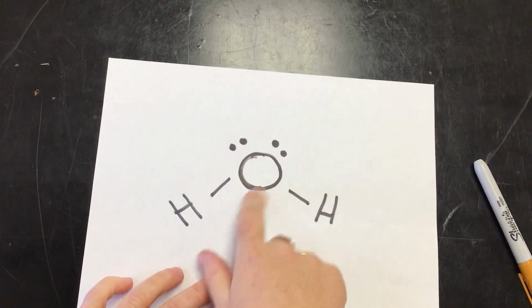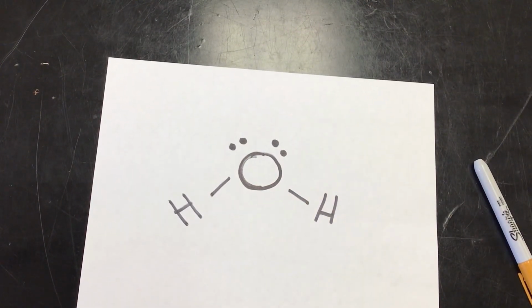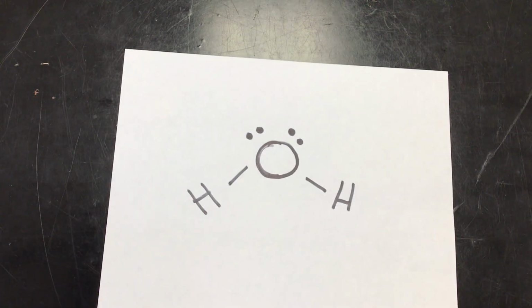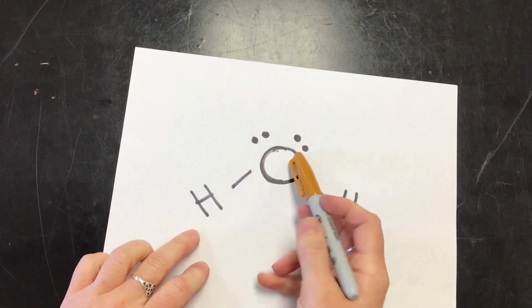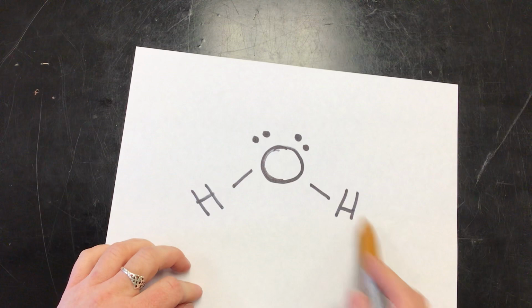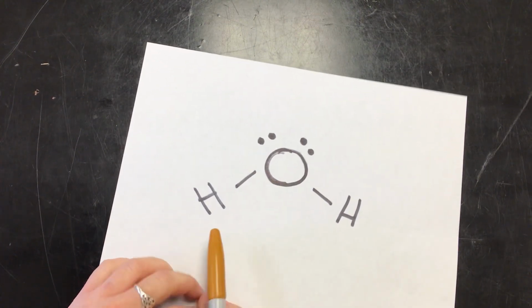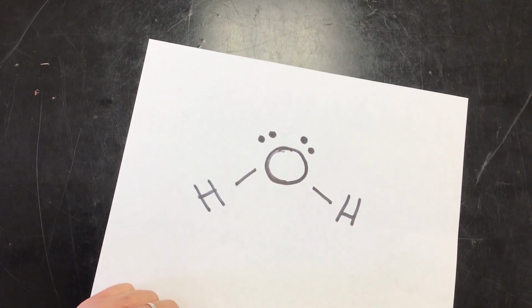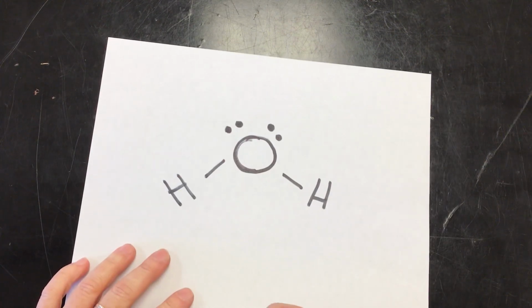So here we have unshared pairs on the central atom. And the first step to consider when we're figuring out if a molecule is polar or nonpolar is to ask ourselves if the bonds are polar or nonpolar. Basically, anything that isn't a carbon to hydrogen bond is going to be a polar bond. So if we take a look at this, it is not a bond between carbon and hydrogen, so these are polar bonds, and it could end up being a polar molecule.